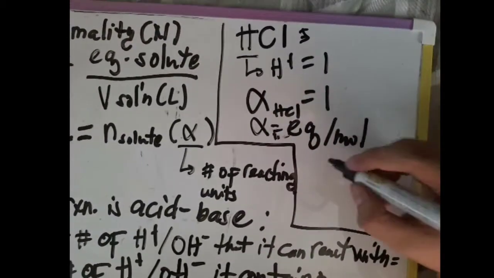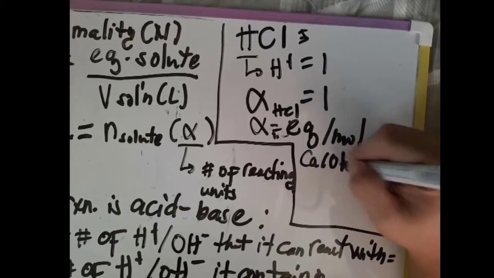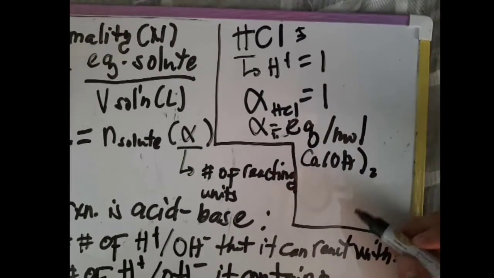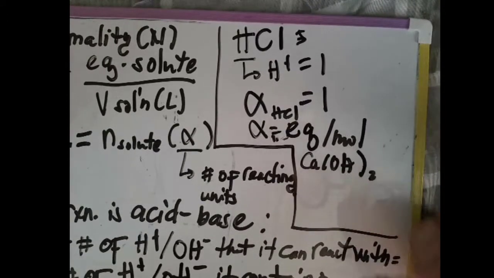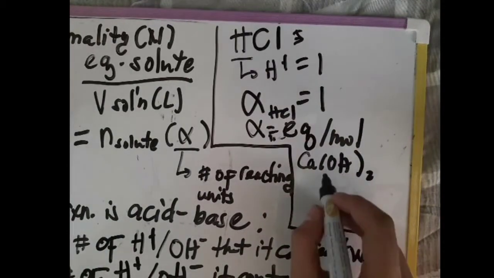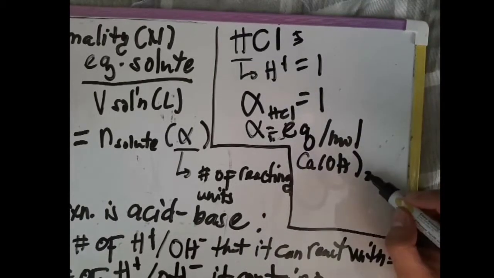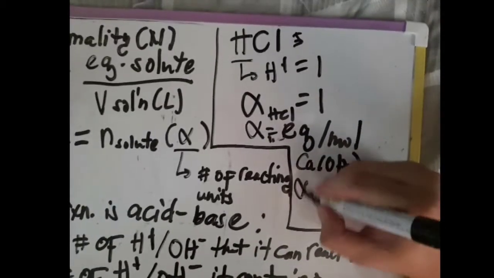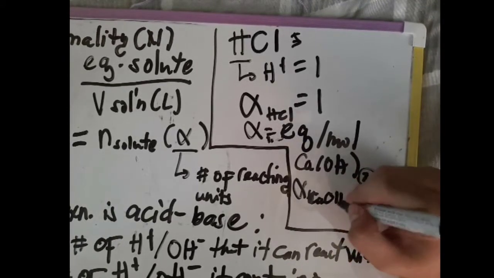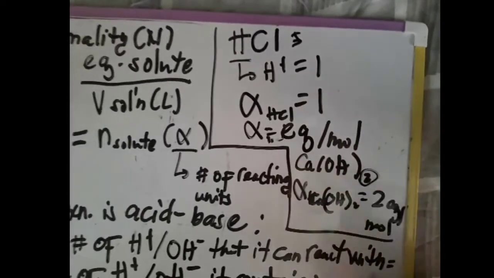Now for bases, let's say calcium hydroxide. By its name, it's a base, so it will accept H plus or give out OH minus. If you look at the chemical formula, how many OH minus does it have? It has 2, as indicated by its subscript. So the alpha, or the number of reacting units, for calcium hydroxide is equal to 2 equivalents per mole.